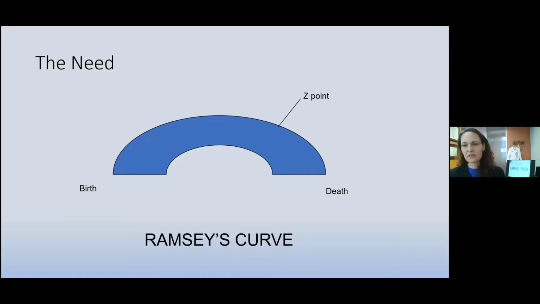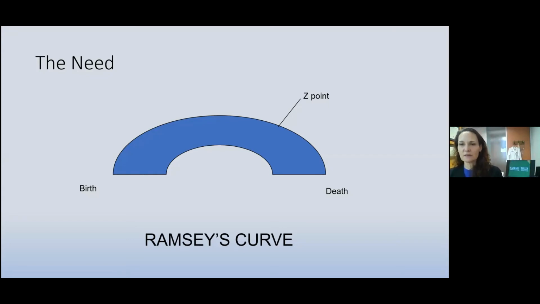You have a birth, a death, and at some point you have the Z point where it's kind of downhill from here. And the idea is that once you're beyond that Z point, the things that you do are probably not going to reverse your process towards death. And at some point you shift from trying to reverse pathology or illness, and you really need to provide comfort and the best possible death that they can have.